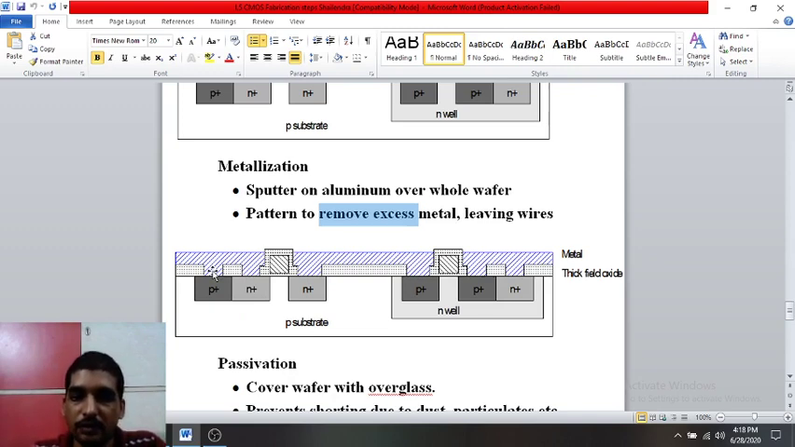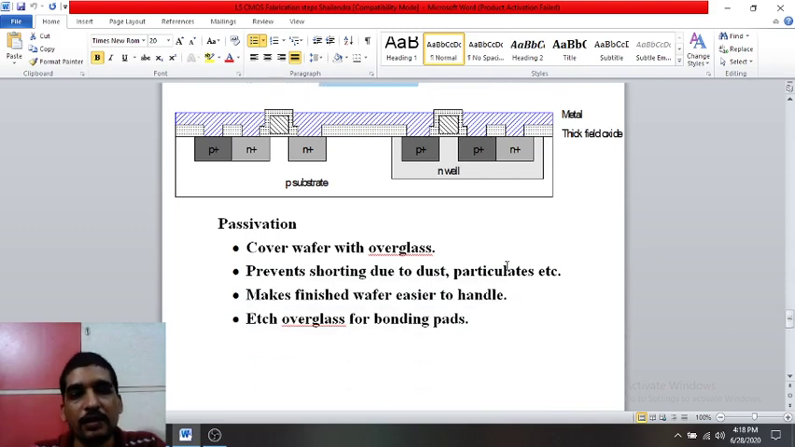In this manner, for example, this metal is connected to this metal, forming the drain to drain connection. These two are connected to form one connection which we need to connect with the VDD supply, as we have seen in the starting, and these two are connected together to connect with the ground or bulk. The next step is simply passivation. That means we will cover the wafer with overglass. We cover it with overglass so that it prevents shorting due to dust particles, etc. It makes the finished wafer easier to handle.